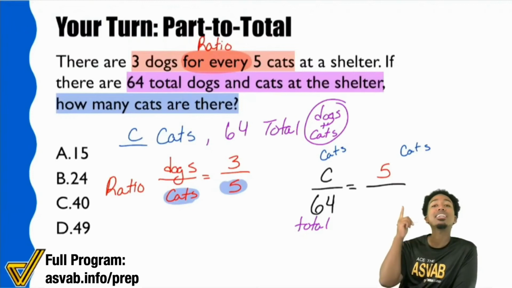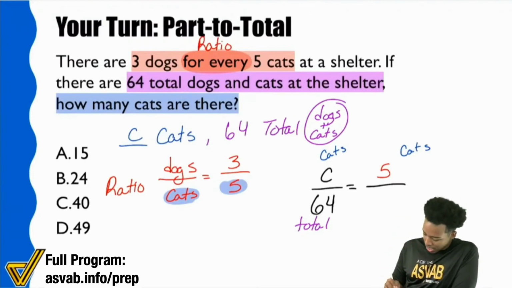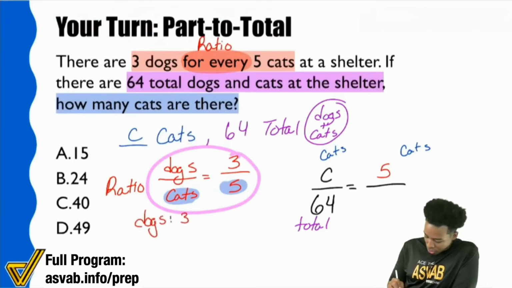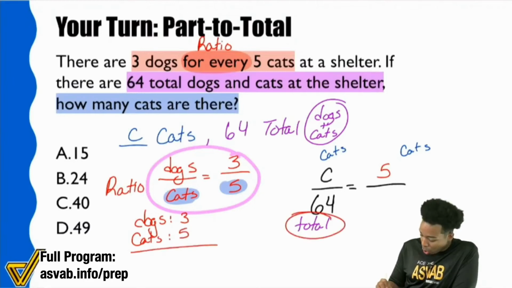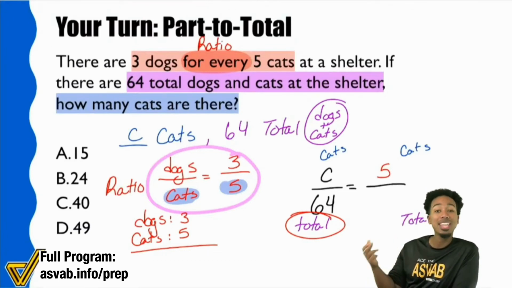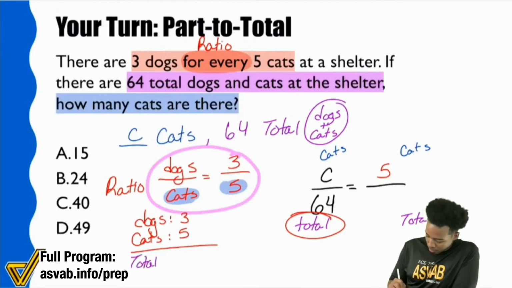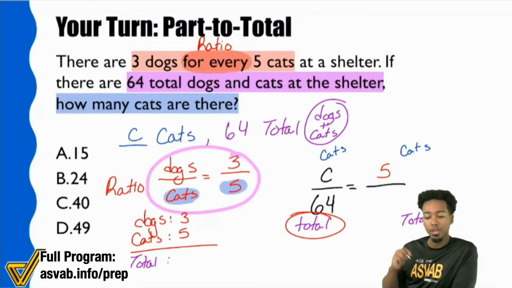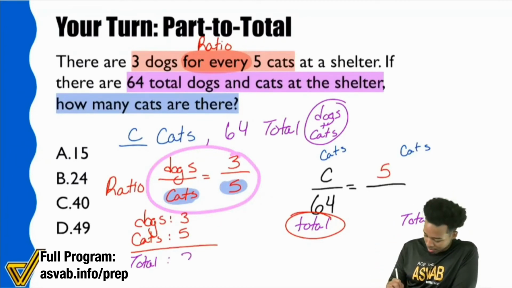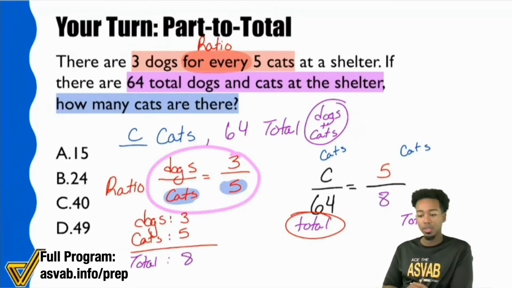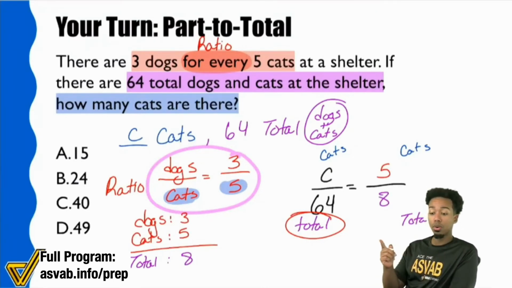It should be 8. Because if you take a look right here, you got dogs at 3. You got cats at 5. What is the total? Because again, you need a total compared to a total. You need cats compared to cats. So if I'm trying to find total here, well, guess what? If you have 3 dogs for every 5 cats, that's comparing 8 total animals at a time. So in that ratio, that is where the 8 belongs. Yes or no? Does that make sense?